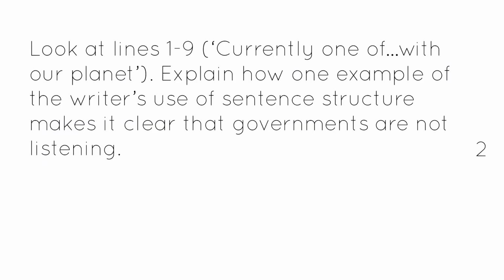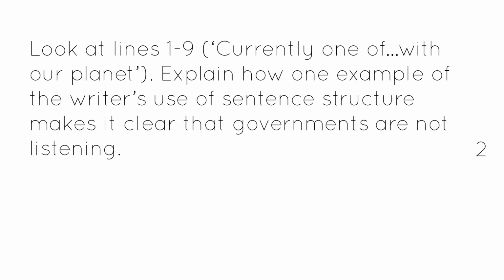So different question, still on sentence structure though. Look at lines 1 to 9 and it tells us where to look. Explain how one example of the writer's use of sentence structure makes it clear that governments are not listening, for 2 marks. So it's this idea now. I have to focus on the end. The question is saying, right, some part of sentence structure that shows that governments are not listening.